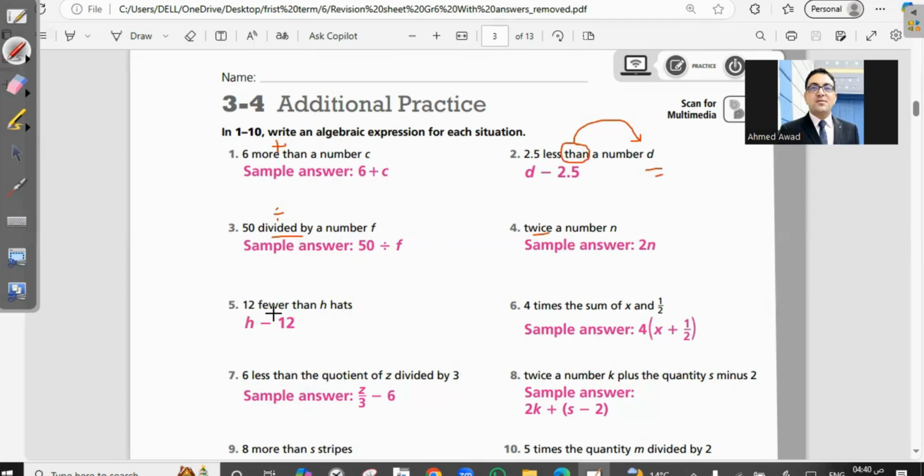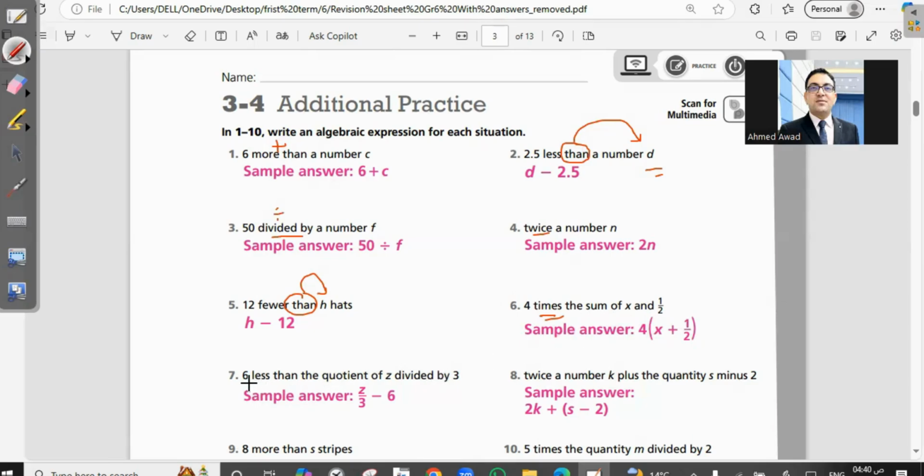Now 12 fewer than H. Guys, I said if you have fewer than, we start by what? H, so it's going to be H minus 12. Excellent, guys. Now number 6, 4 times the sum. Yes, so 4 times means multiply by 4. So it's going to be 4 multiply x plus half.